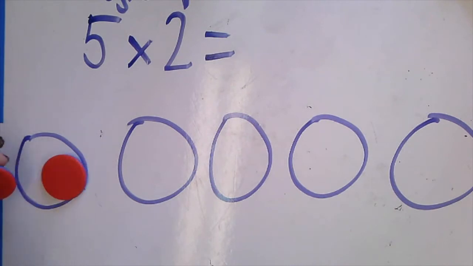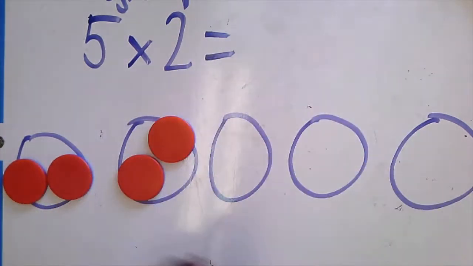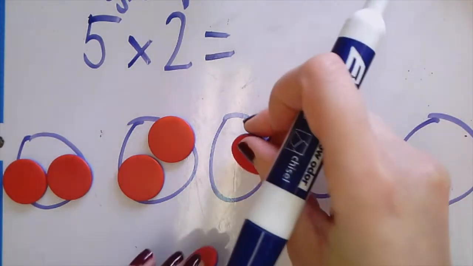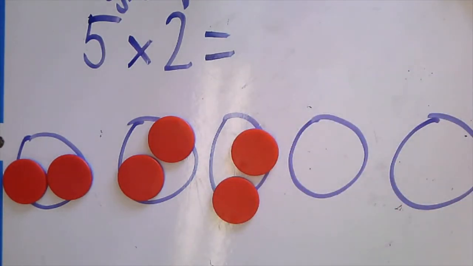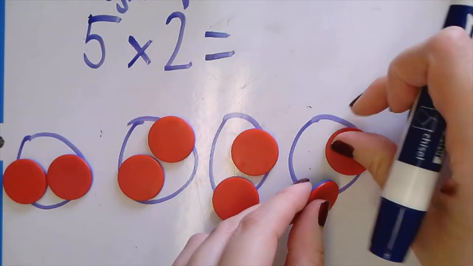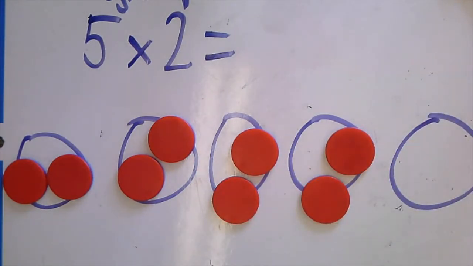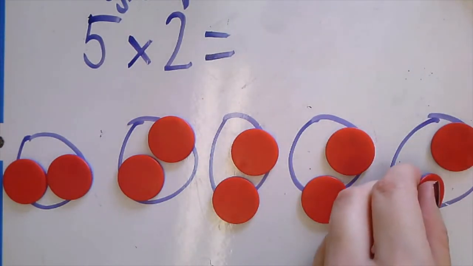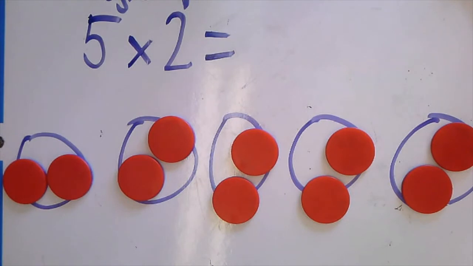So 1, 2. 1, 2. 1, 2. 1, 2. 1, 2. All right, I have my 5 groups of 2. Are they all equal? Let's see, 2, 2, 2, 2, 2.